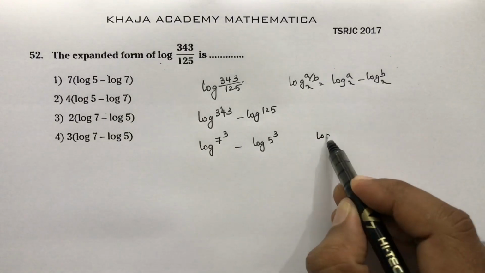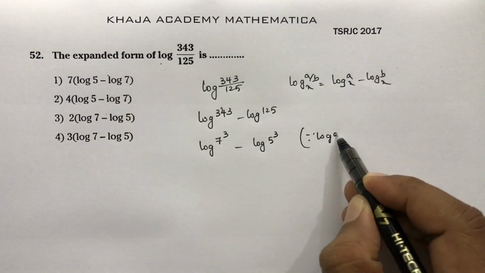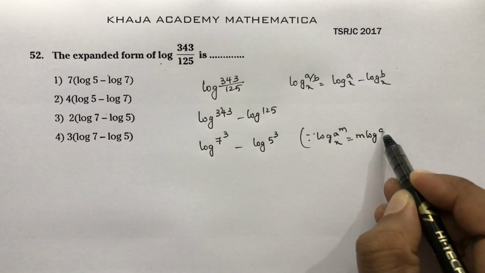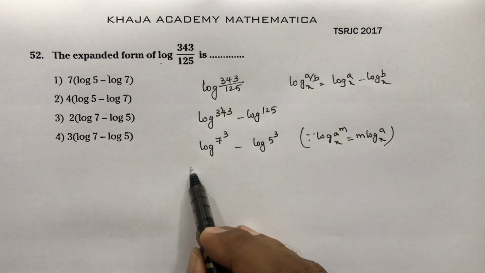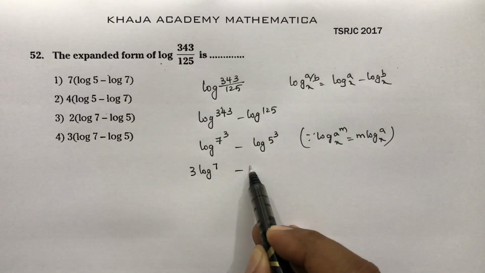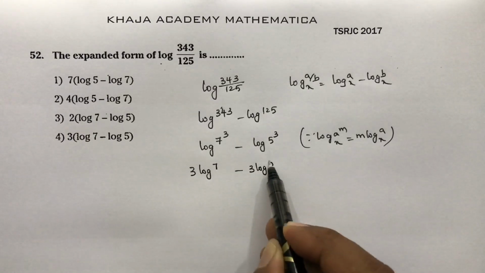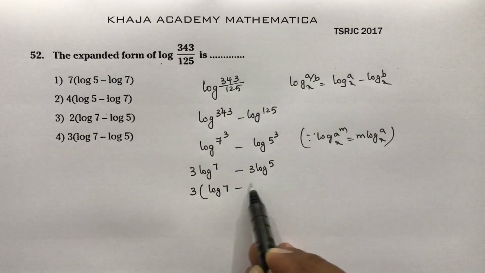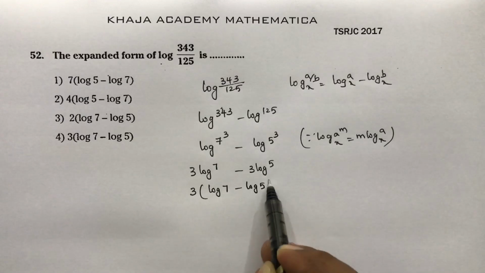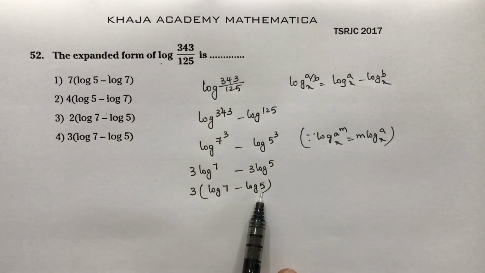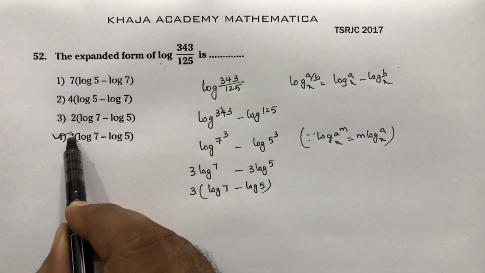Now if I use the logarithm of power, log a to the power of m to the base x equals m log a to the base x. So here I'll get 3 log 7 to the base 10, and 3 log 5 to the base 10. If you take 3 common, 3 into log 7 minus log 5. So the correct option is 4.